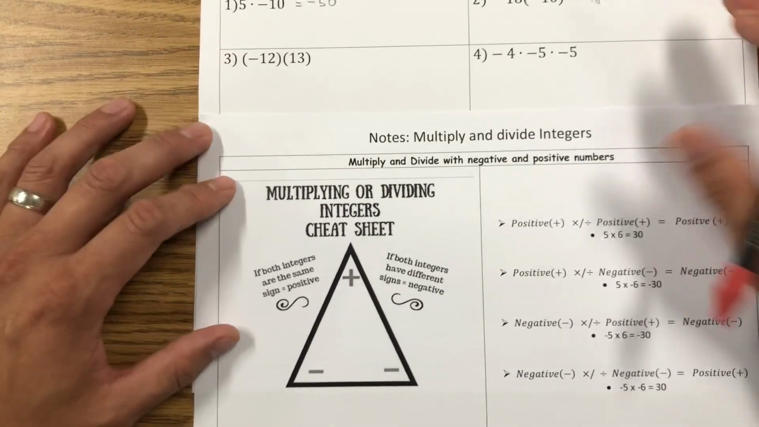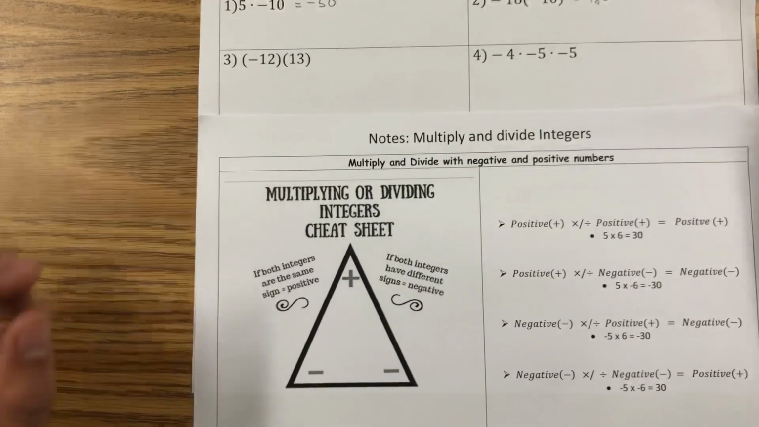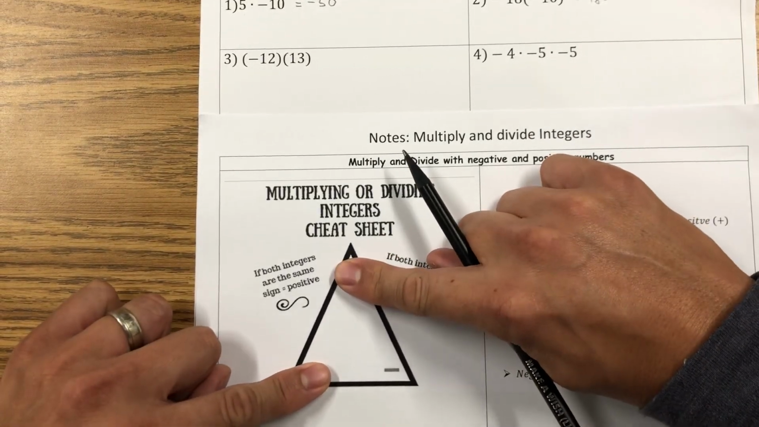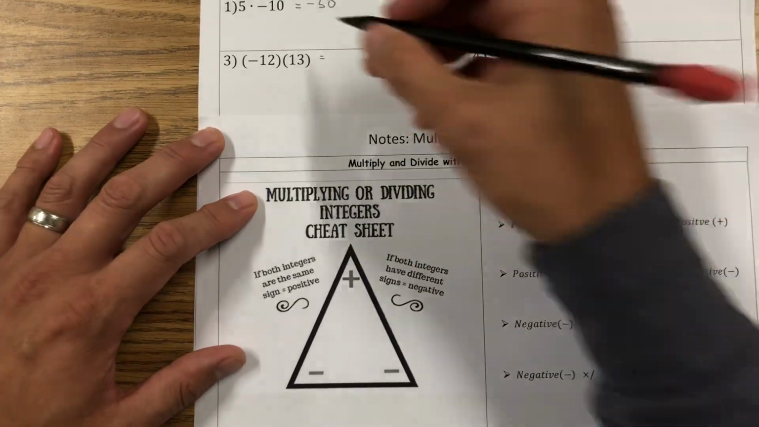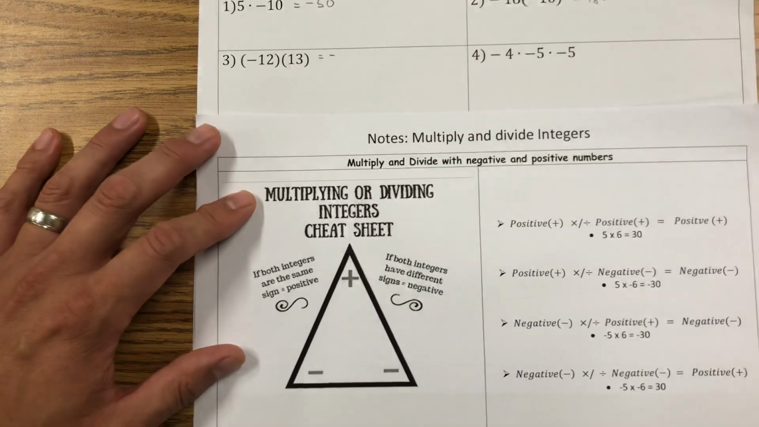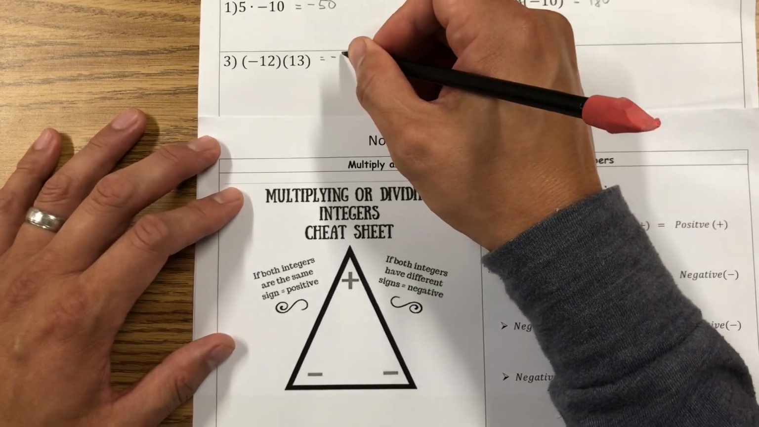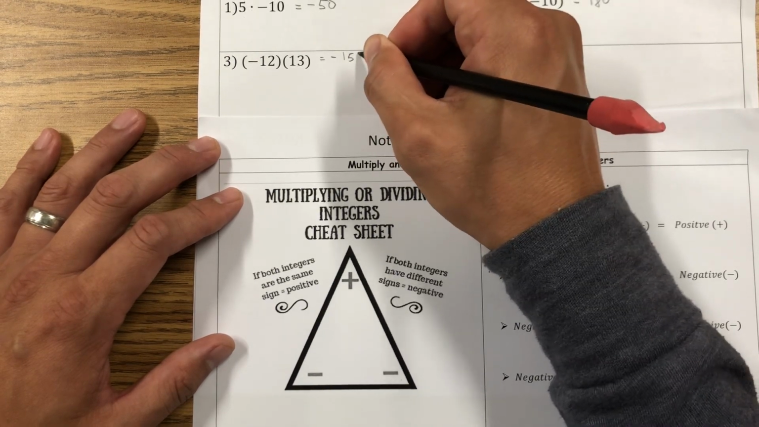All right, number 3. Negative 12 times 13. All you have to do is a negative times a positive. That will give me a negative answer. So my answer is negative. And let's see here, 12 times 13 is 156.